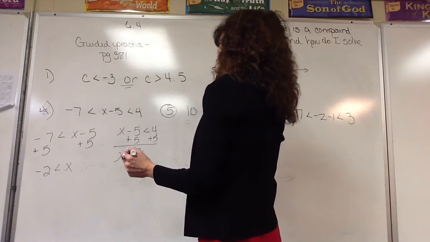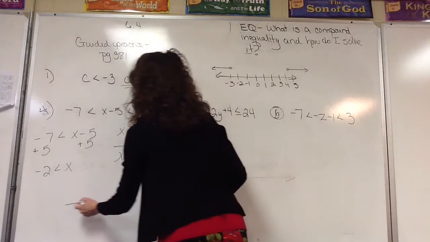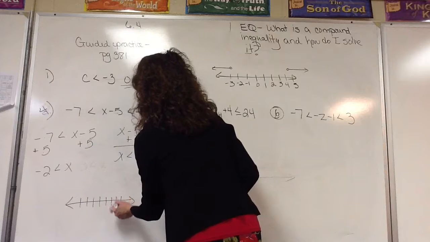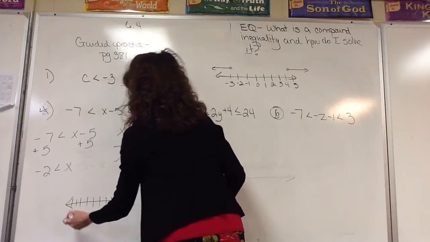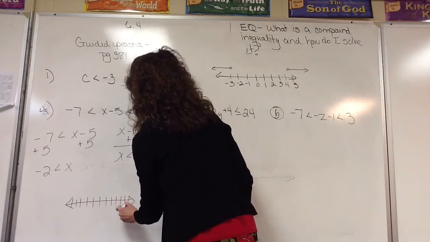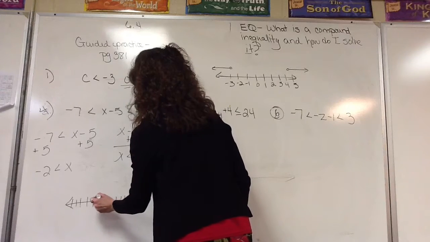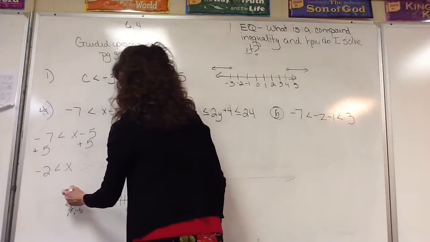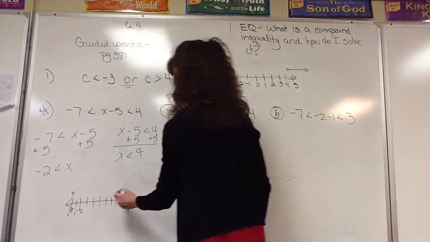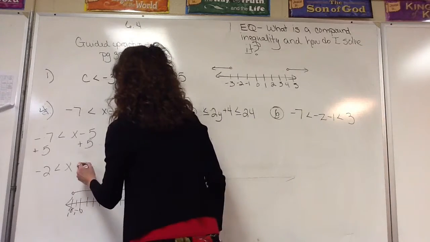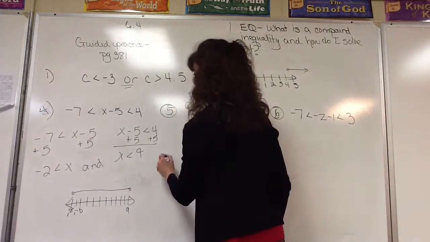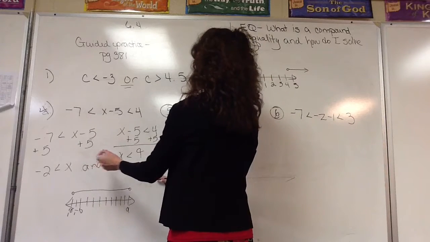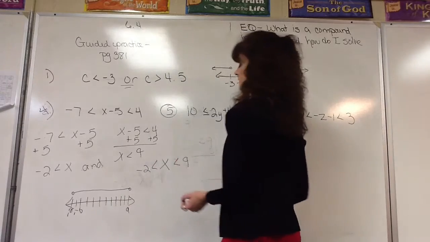Okay, so, do I have a disjunction or a conjunction here? Let's graph it. Okay, so we'll put in 9 here, 8, 7, 6, 5, 4, 3, 2, 1, 0, and then negative 1 and negative 2. Okay, so x is greater than negative 2, and x is less than 9, so we're going to write this like this. X is greater than negative 2, x is less than 9.